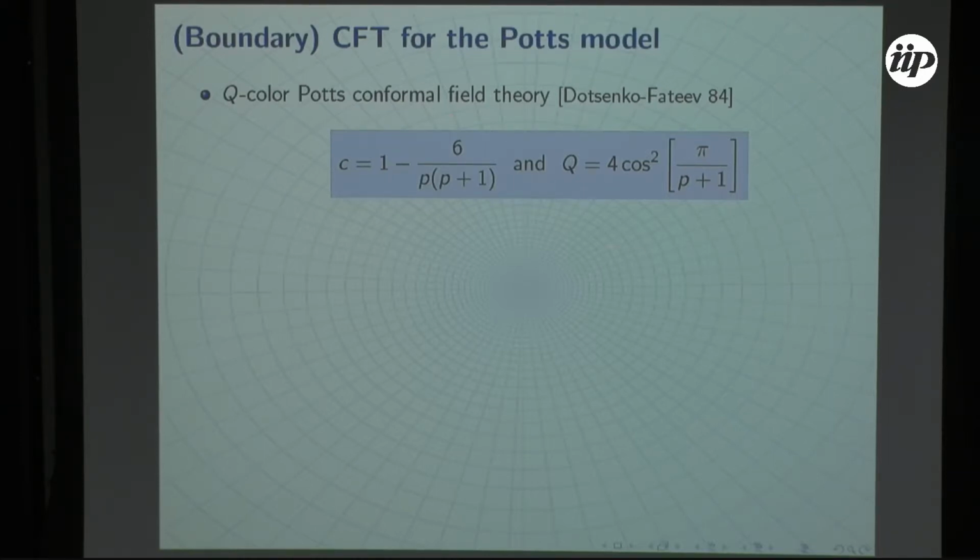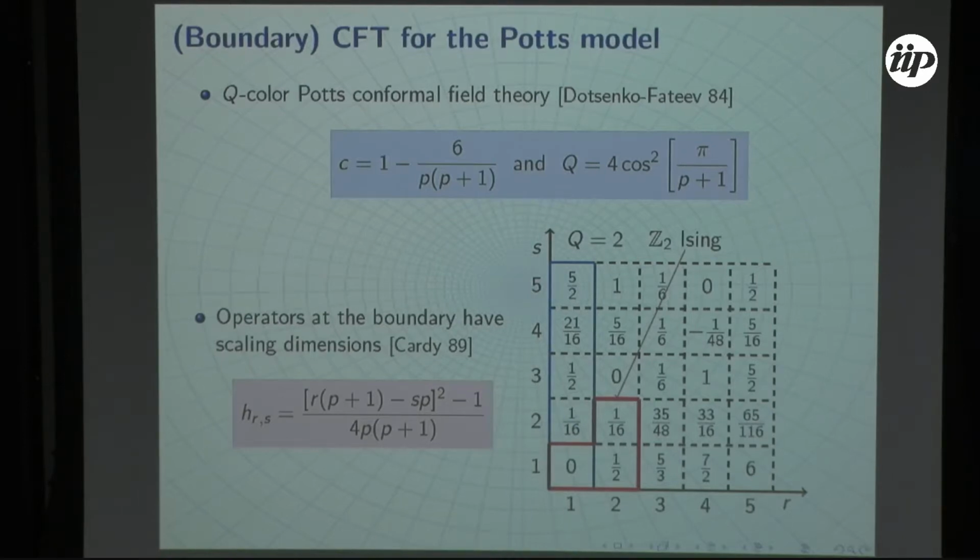So this was the first piece of analytical information. There is a mapping between the central charge, which describes the CFT, and Q. Then the other very important piece of analytical information was provided again by John Cardy in the 90s, when he pointed out that the operator that you can insert at the boundary, so the problem is like this: you have a certain domain, here is the boundary, and you want to introduce a certain operator at the boundary of this domain. We call this operator phi of x.